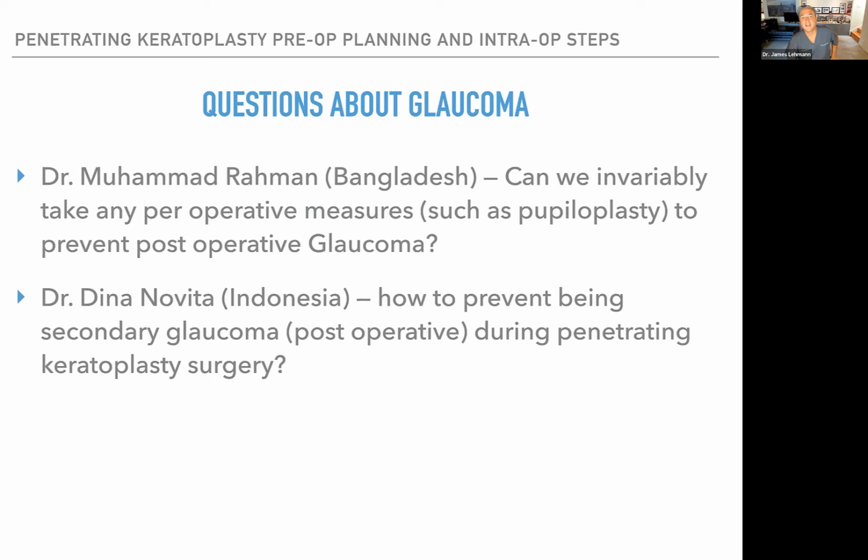Can they do anything, operative measures such as pupiloplasty, to prevent post-op glaucoma? Well, if they have glaucoma before surgery, you want to take care of that first and get it under control. An iridotomy is not the end of the world. It's okay to do, especially if there's a shallow anterior chamber or any other reason why you may think they may have problems. That will prevent acute post-operative pressure spike.